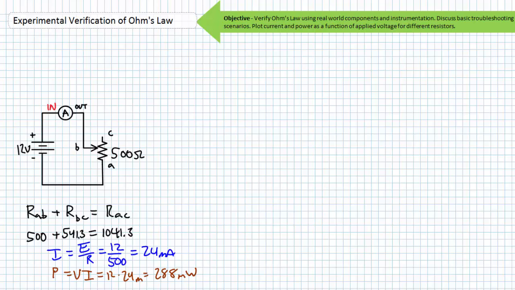Now, power off. Modify the circuit to incorporate an ammeter in series with our circuit. Out of the power supply, into the ammeter, out of the ammeter, into the B terminal of our potentiometer, out of the A terminal of our potentiometer back to our power supply.